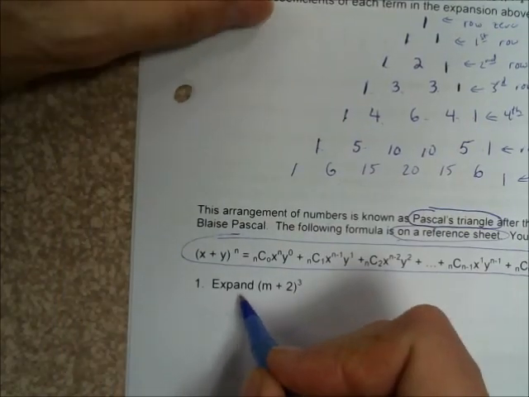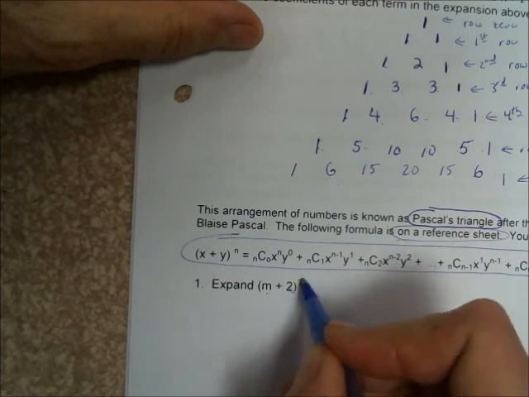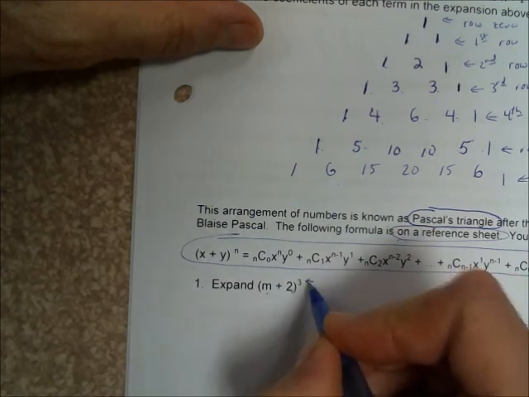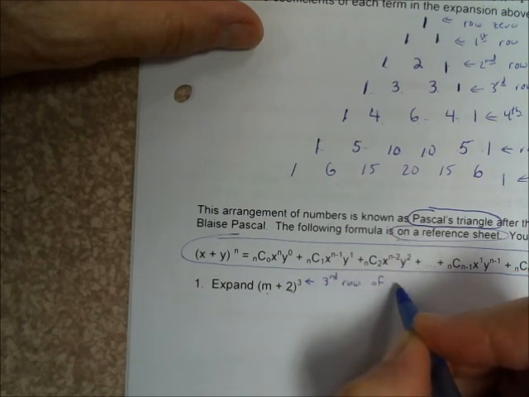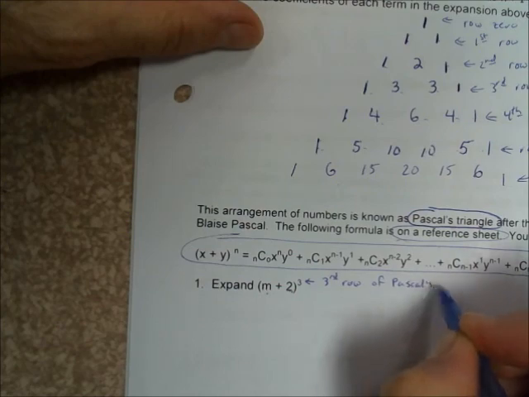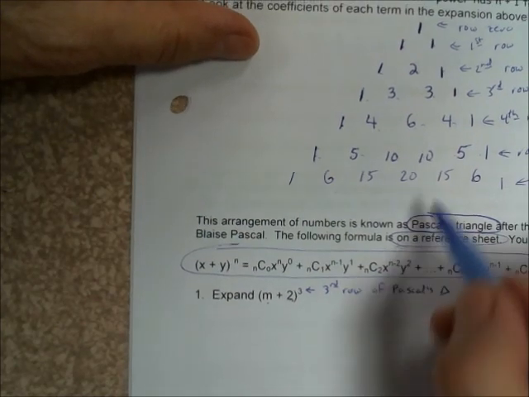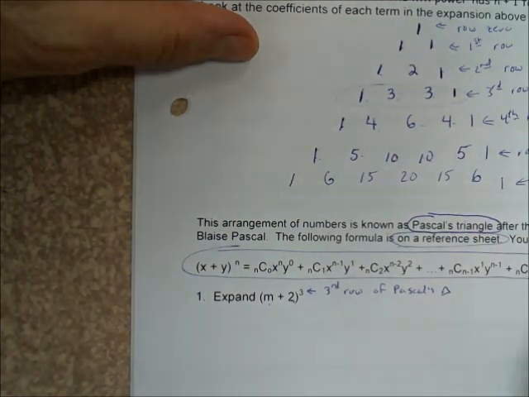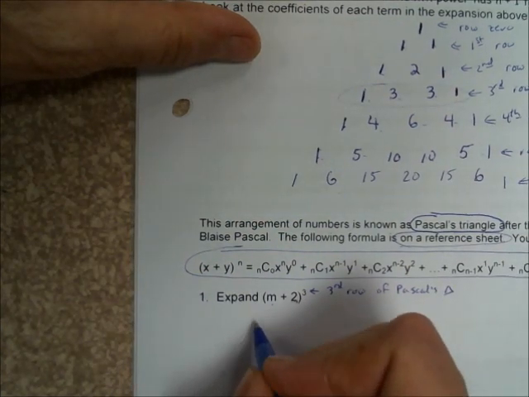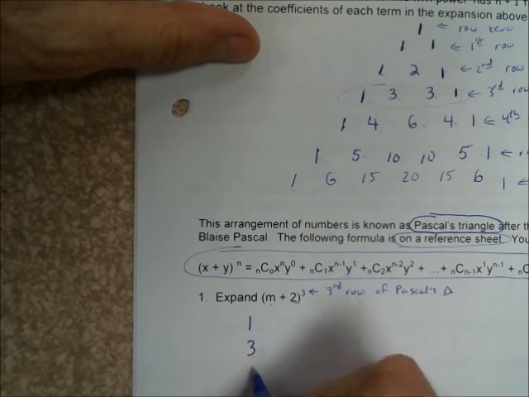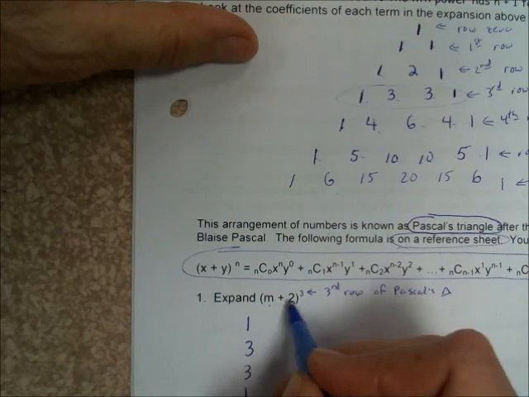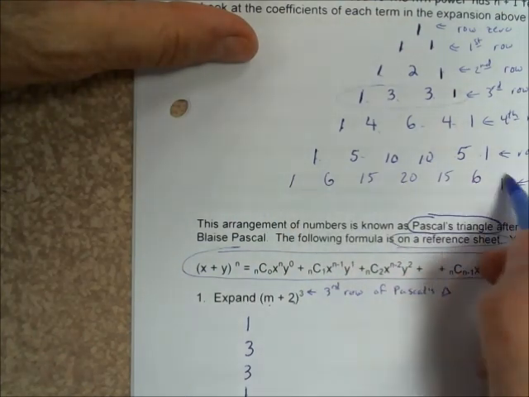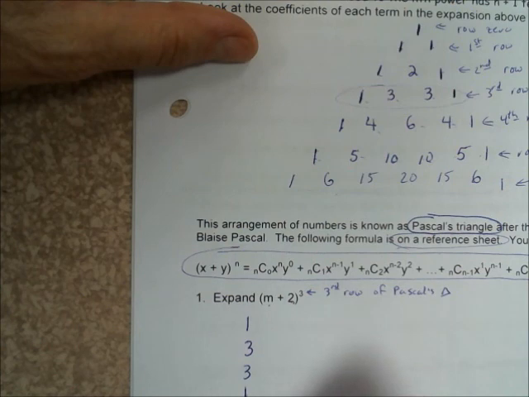Okay, so this is how we expand m plus 2, which is a binomial, to the third power. This 3 means we're going to go to the third row of Pascal's triangle above. And when we go to the third row, we go to this row, 1, 3, 3, 1, and we're going to write it in a column. So this column is written like this, 1, 3, 3, 1. Right? So this is the third row. If this was m plus 2 to the 6th power, we'd go to the 6th row and we would write 1, 6, 15, 20, 15, 6, 1, and we would write all those down.